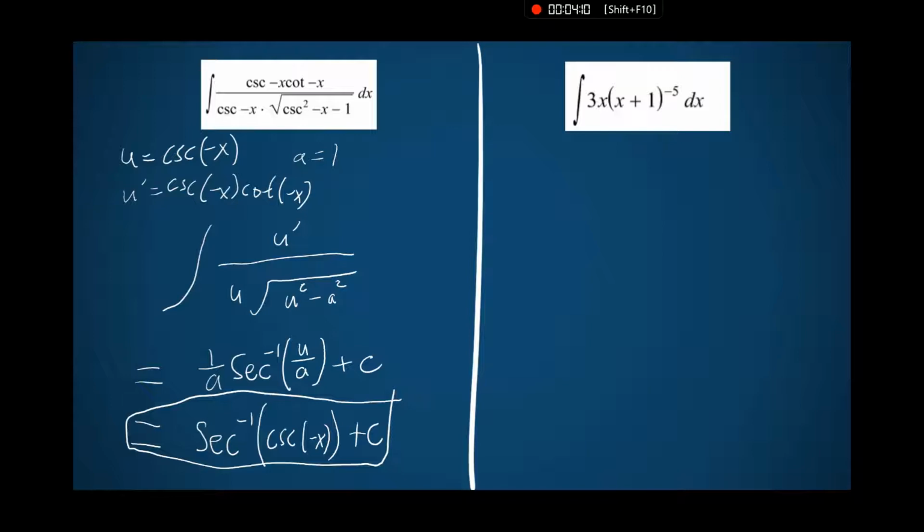3x is u. If u is 3x, u prime is? Right, 3. 3dx. Okay, unfortunately, that wouldn't help me substitute for the inside part. So I'm going to need a different U. Don't need integration by parts, no. X plus 1? X plus 1, U prime is dx, okay? I don't have the right power for U prime, so what can I do?